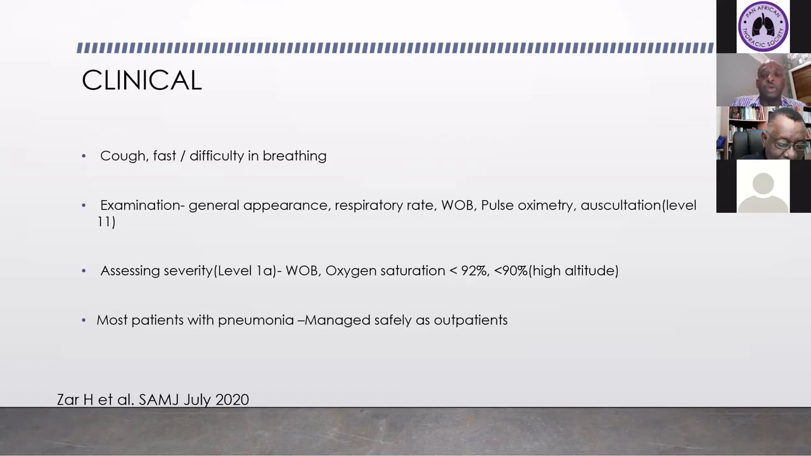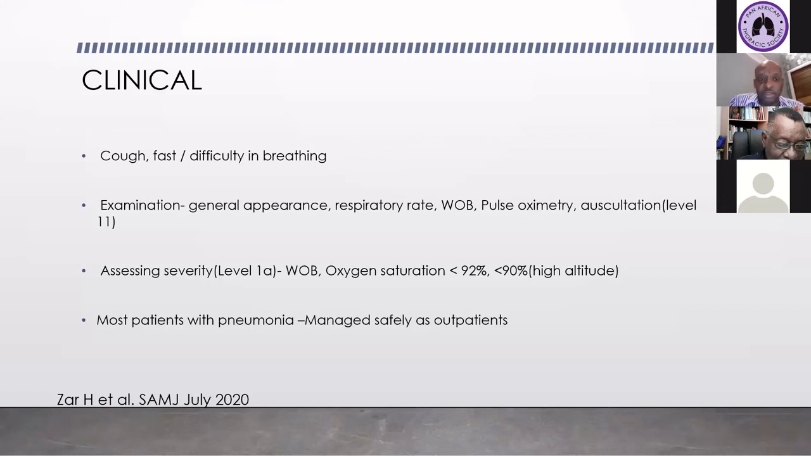Look at the respiratory rate and work of breathing. One of the tools that has become very useful is pulse oximetry, because if the patient has low saturations, they are likely to have more severe disease, and those patients need to be admitted. The level of evidence there is very high, it's 1A. Most patients with pneumonia who don't have low saturations, are drinking, are comfortable, and are over the age of 2 months can be managed safely as outpatients.